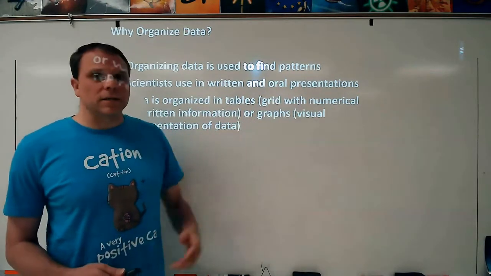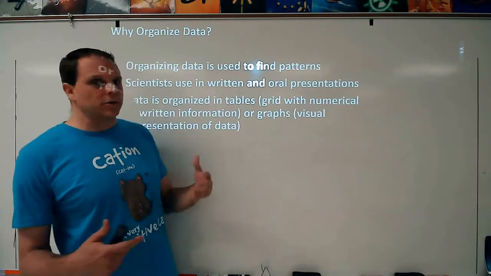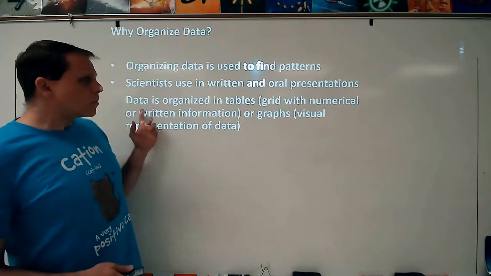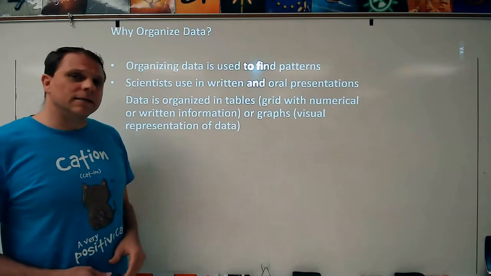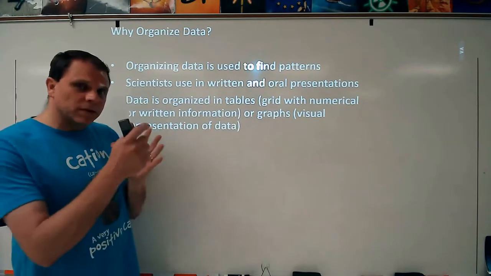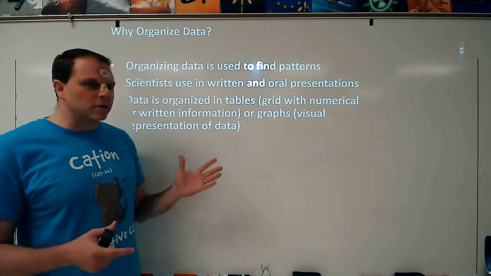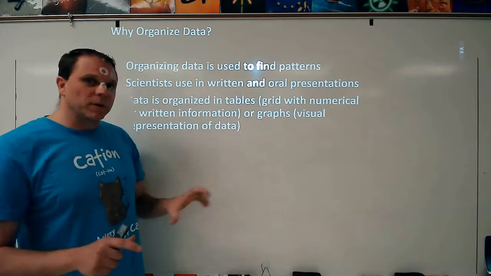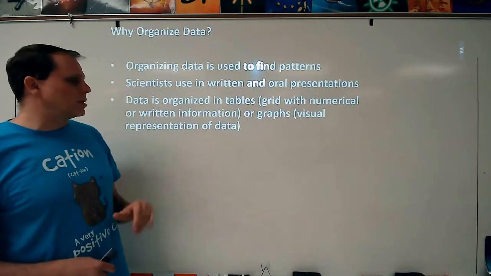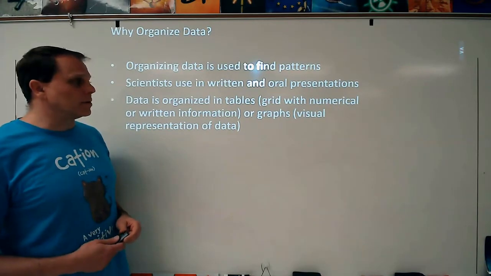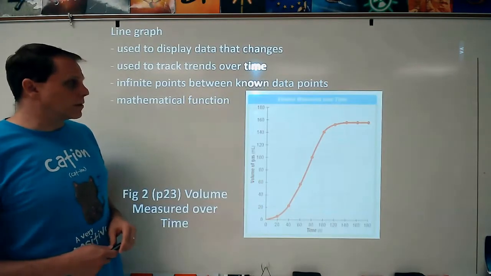And we are going to use these things in written and oral presentations as scientists and as marketing individuals or just as business people. And remember, I want to make sure you know the difference between tables and graphs. A table is something that is going to have a grid with a bunch of numerical data or written information in it. Could be things like colors or whatever, but it's going to be a grid with different pieces of data set inside. And the graph is different, right? This is a visual representation of data. And so graphs are different than tables. Try to make sure that you're not confusing those two as you're going through.